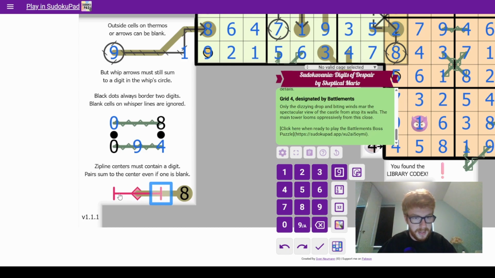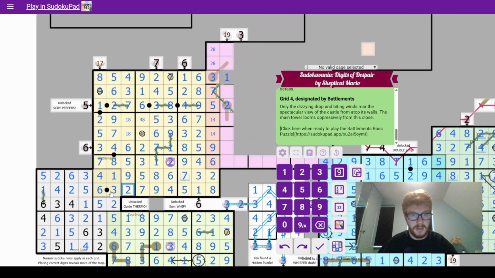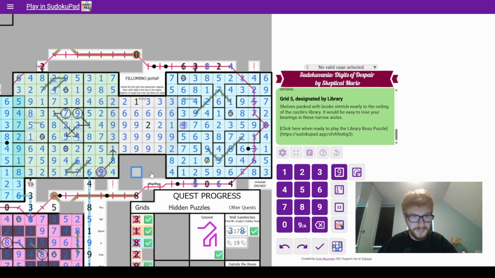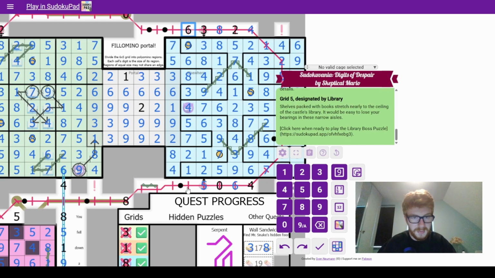If that's 9, then that also has to be 9, and that breaks the thermo because it doesn't increase. So that is a 9, and then that is also a 9, and then that is blank. Does that do anything? Oh, that revealed the whole zipper. Okay. Well, let's continue. This 6 makes that a 2. So that's now either a 4... 1 or 4. So that is 7 or 4. So that is a 4 because it's on a black dot. So that's a 4. That is a 4.